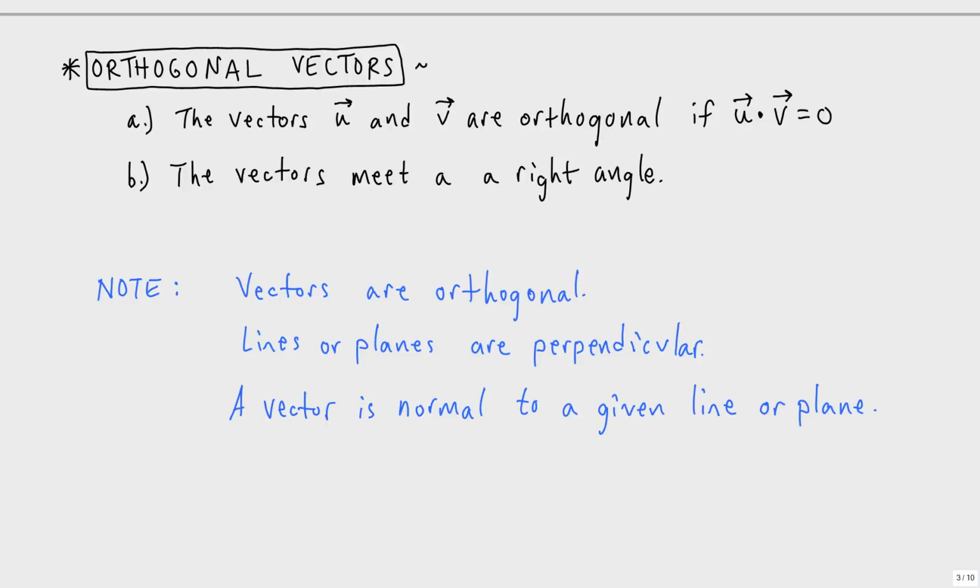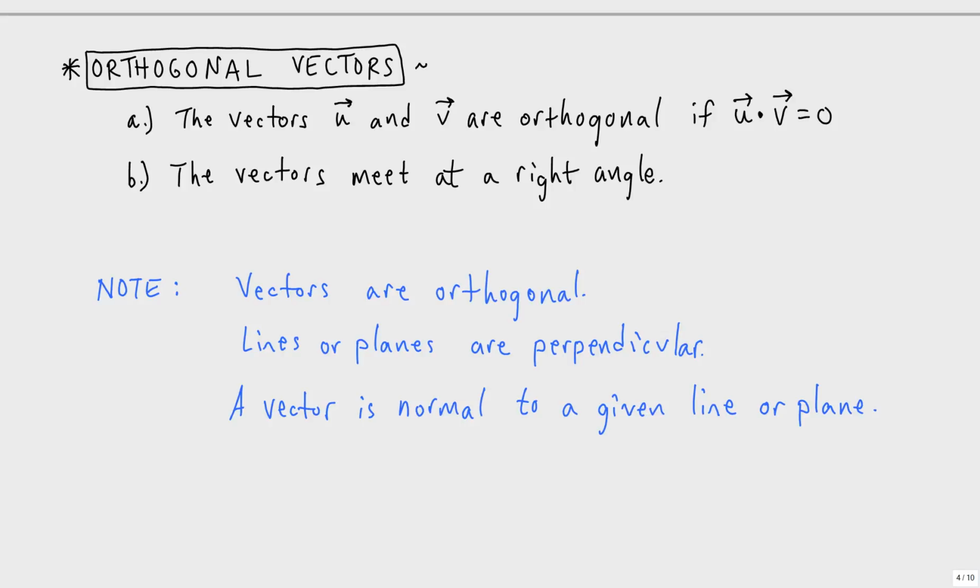So here we go. Some vocab. Orthogonal vectors. When we say two vectors are orthogonal, what we mean is their dot product is 0 and that they meet at a right angle. So orthogonal vectors are two vectors where their dot product is 0 and they meet at a right angle.